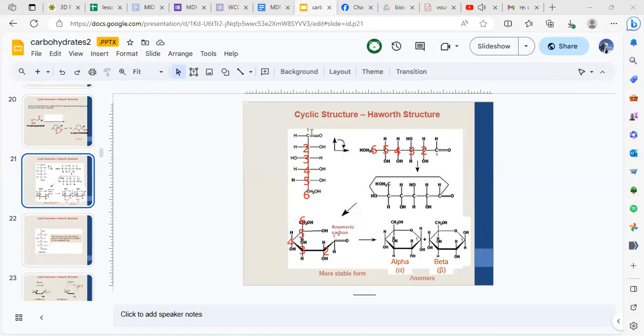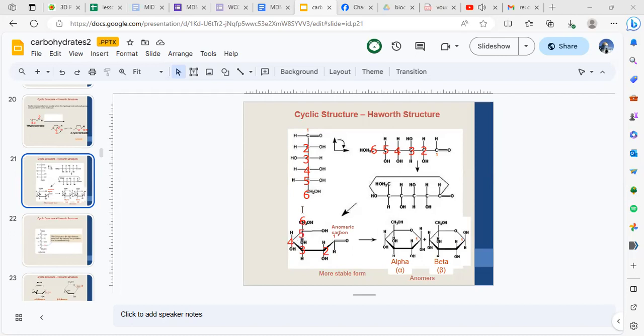So if you notice, if I rotate it clockwise, all the groups on the right here will be the ones at the bottom. So all the groups on the left will be on top. Okay, so for carbon number 2, the OH will be here. H will be here for 3. OH will be here at the bottom for carbon 4.